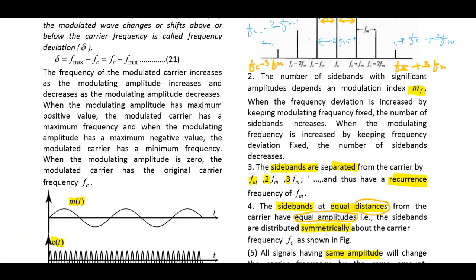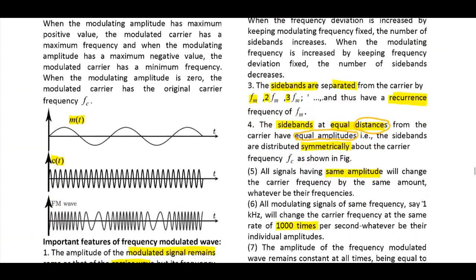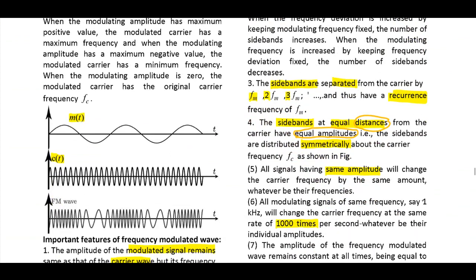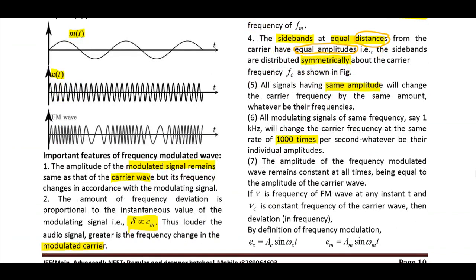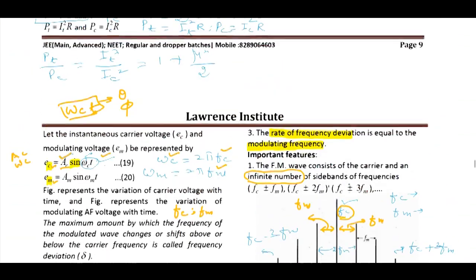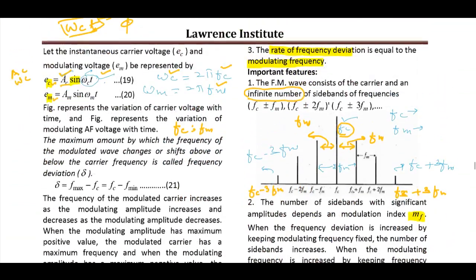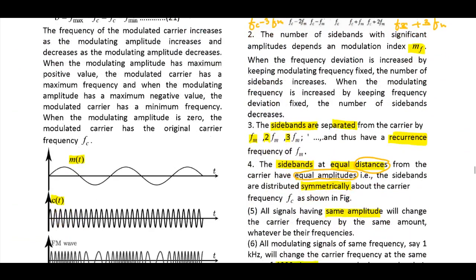All signals having same amplitude will change carrier frequency by the same amount. And the rest of the data, or the points, are not that important. Only a few of them are important. First, they are equidistant from the carrier frequency. Their amplitudes are the same. They are infinite in number, and only the first few of them are effective.